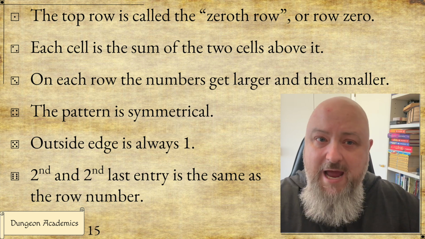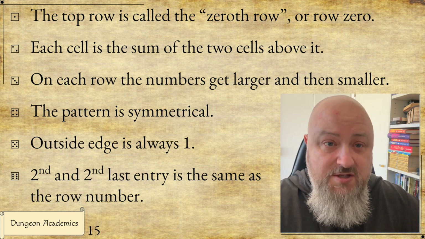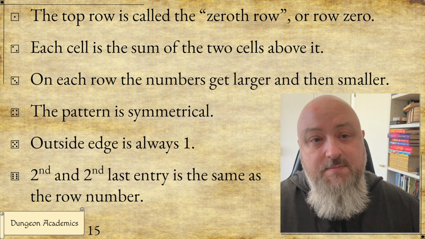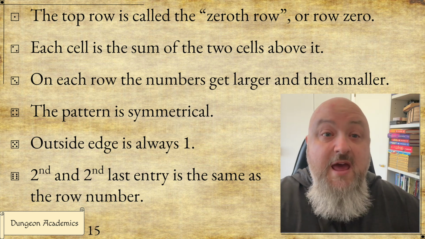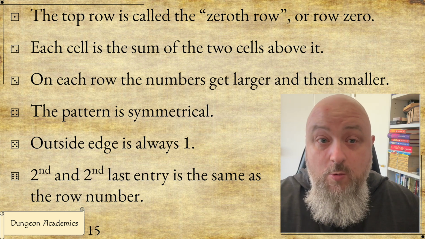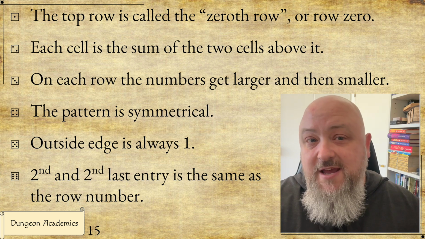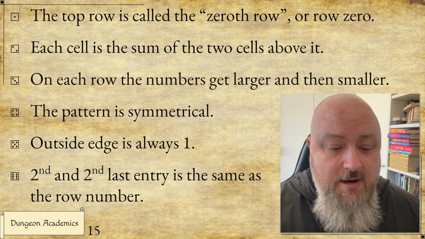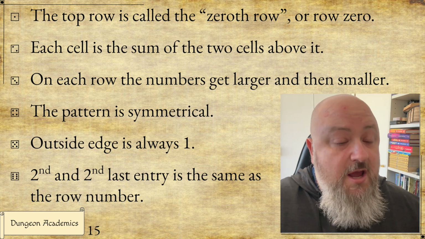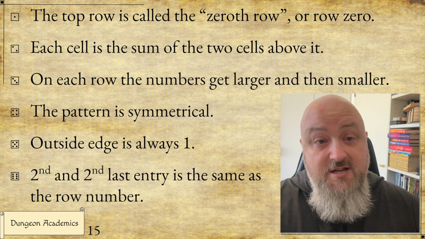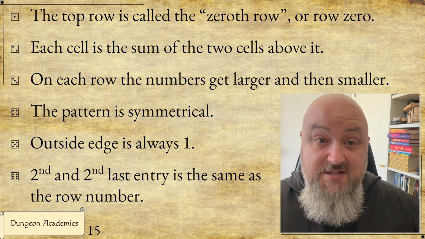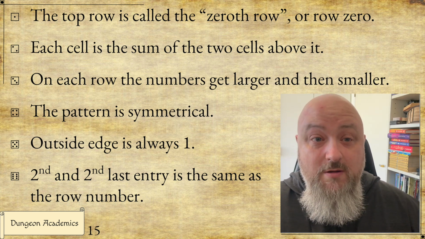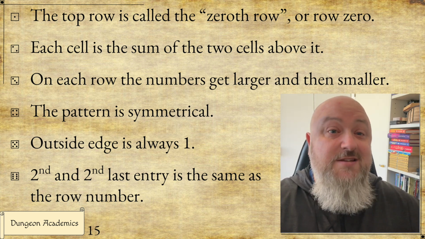The number or pair of numbers in the middle are the biggest, and the numbers on either side get smaller and remain equal to their counterpart until you get to 1. The outside edge is always 1, and the second and second last number on a row is always equal to the row number. So looking at the fourth row, the first and last values are 1. Because it is the fourth row, the second and second last number is 4. And then the number in the middle, 6, is the largest one.